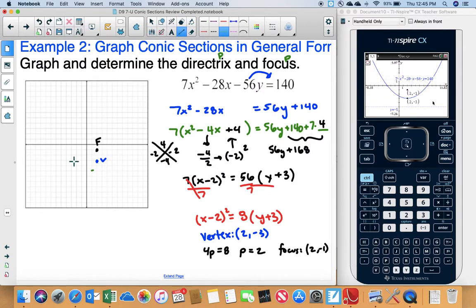And it's a line, so I'm actually going to use my tool here to make it a prettier line. Like that. That's my directrix. And so that's crossing the y-axis at -5. Let me label it like that. And so that's my directrix.